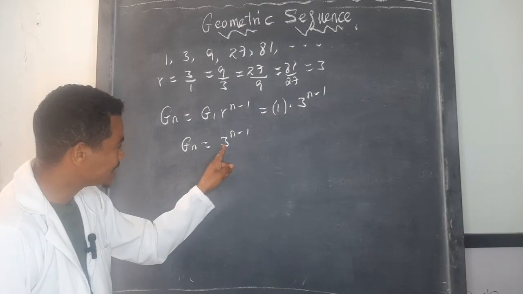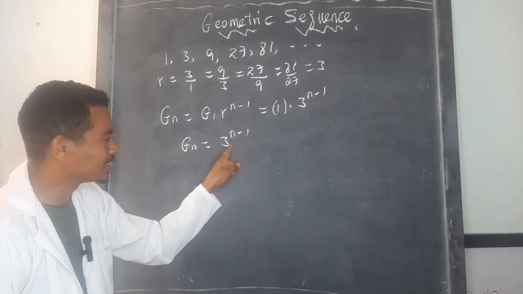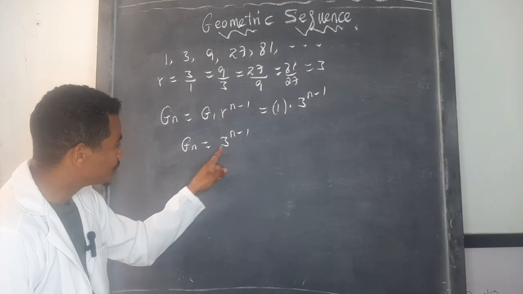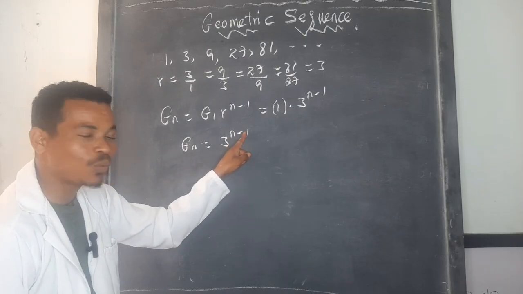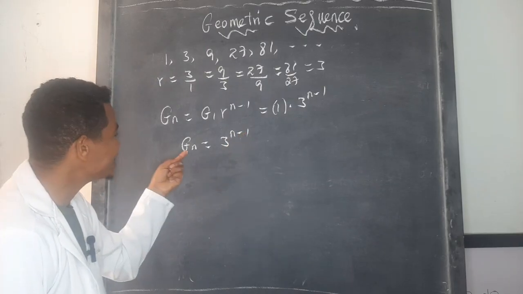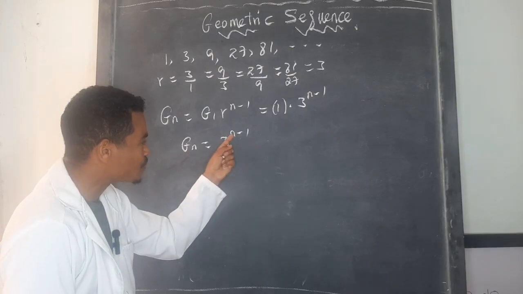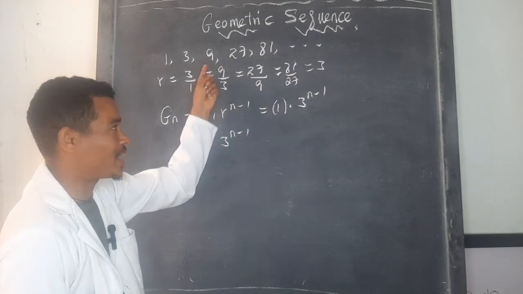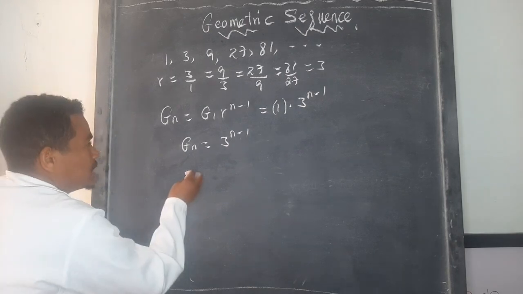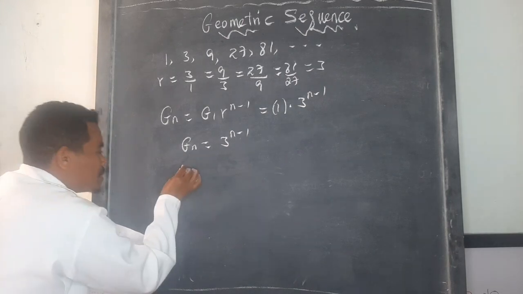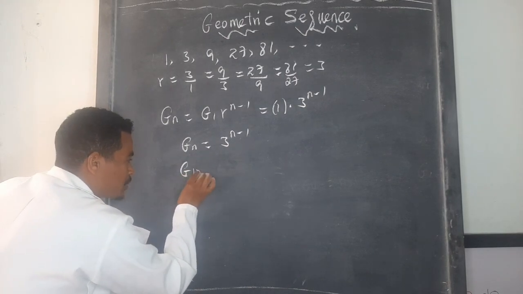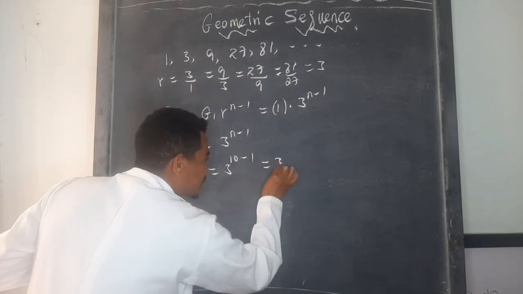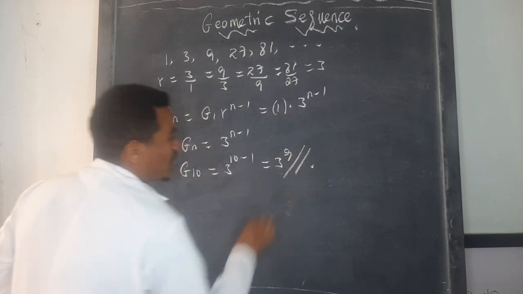If we take G1, it is 3 to the power of 1 minus 1, that is 3 to the power of 0, which is 1. G2 is 3 to the power of 2 minus 1, which is 3 to the power of 1, that is 3. G3 is 3 to the power of 3 minus 1, which is 3 square, that is 9. We might be asked for G5 or G10. G10 is 3 to the power of 10 minus 1, which is equal to 3 to the power of 9.